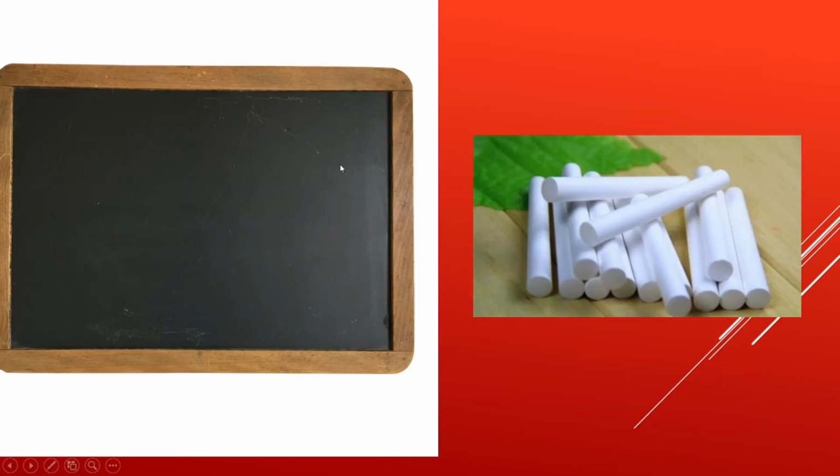Look here, you can view it clearly. This is called slate. This is the board actually. This board is made up of a stone called slate, and this is chalk. It is made up from a white rock.